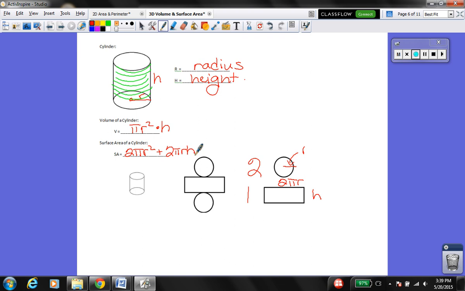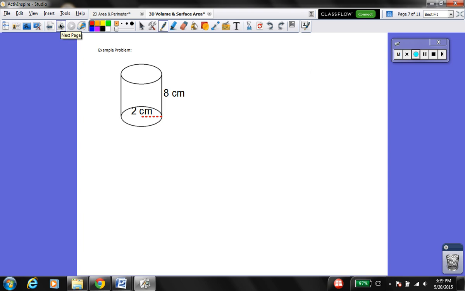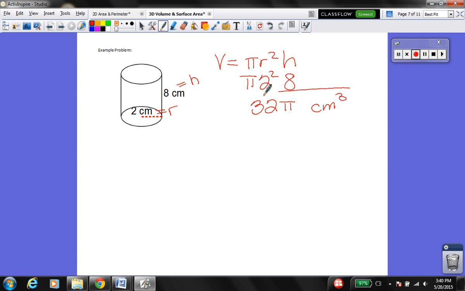Let's try some practice. Now, I have a cylinder with height of 8 and radius of 2. Let's start off with the volume. Volume is equal to the area of the circle times the height. So area of the circle is pi r squared times height. Plug it in. Pi times 2 squared times 8. That's 4 times 8 is 32. I get 32 pi. Since it's volume, 3 directions, it is centimeters cubed.